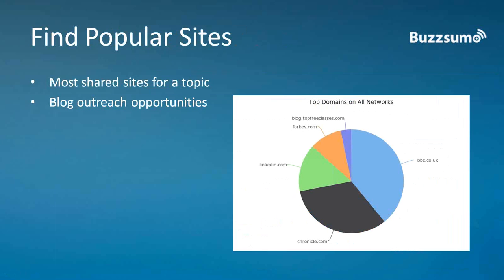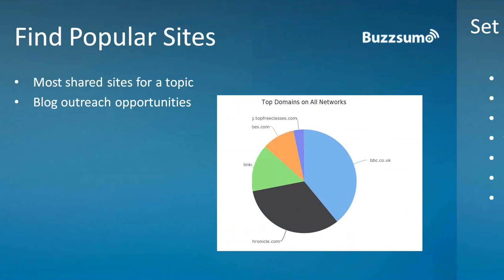And do remember the content analysis report, you can see the most shared sites for a topic. So they may be outreach opportunities. If I'm writing something on MOOCs, then maybe I should be sharing it on the LinkedIn Pulse platform, as it's getting a lot of shares there, or reach out to other sites. So do find popular sites.